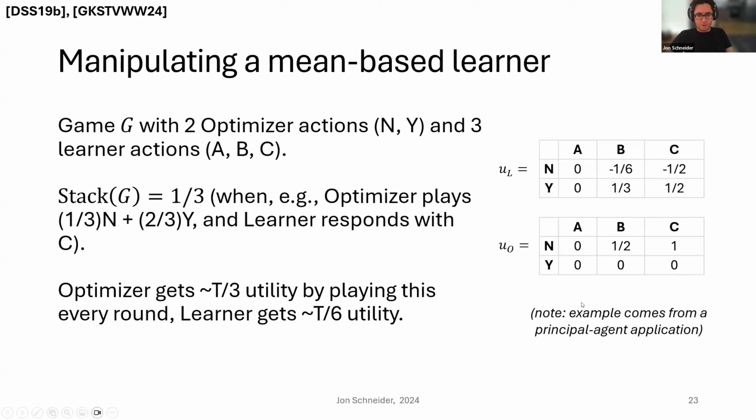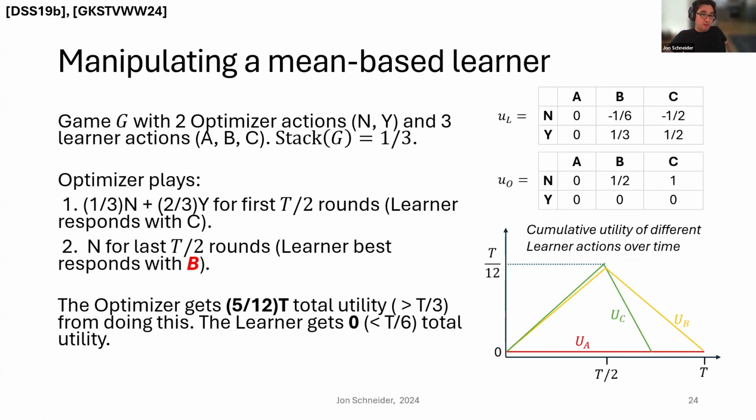Okay, great. One note is that this example actually comes from a cool principal-agent application to designing contracts for learning agents. But the details of that aren't really important. That's where these utilities come from. Somehow the optimizer is trying to persuade the learner to take some effort on their behalf. But you can think of it as a completely abstract game. What can the optimizer do that's better than just playing this fixed strategy?